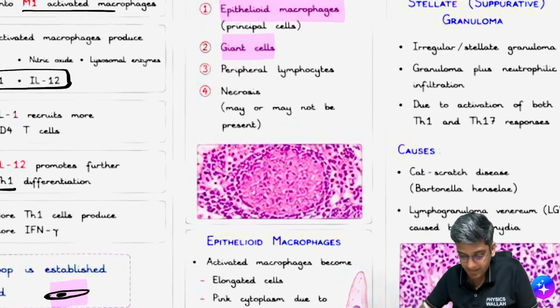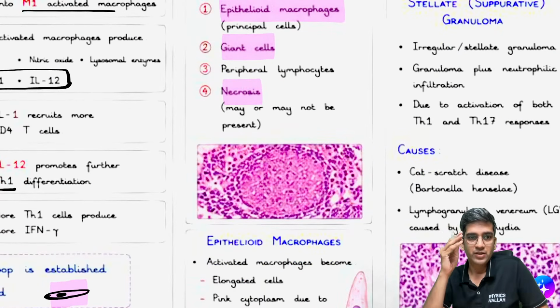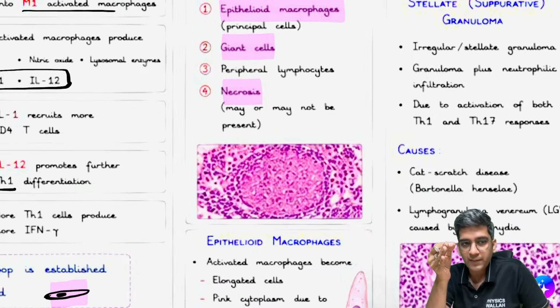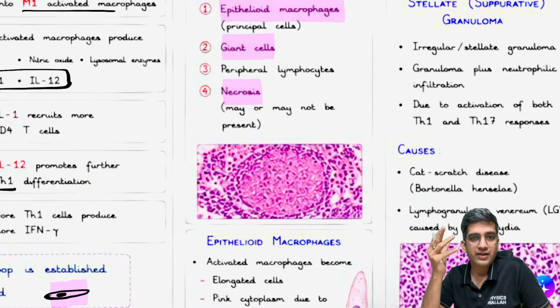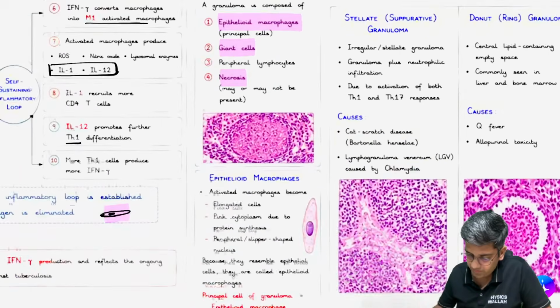In the center, I may have necrosis or may not have necrosis. If I killed the bacteria, yes, I'll have necrosis. If I didn't kill the bacteria, I'll not have necrosis. That's what I see in granuloma, right? That's a beautiful explanation of a granuloma.